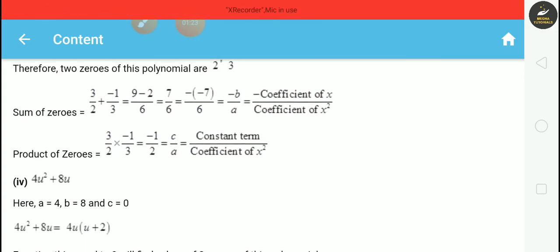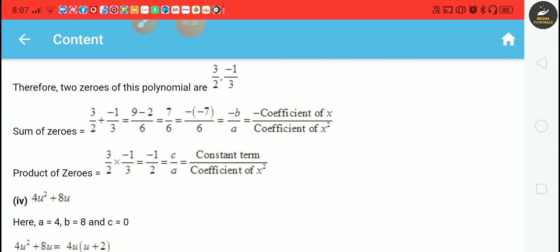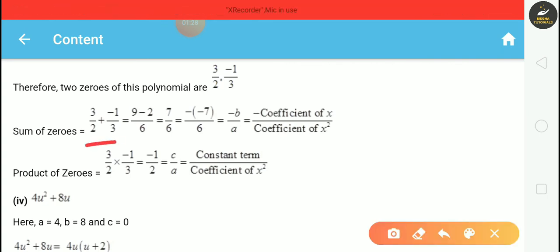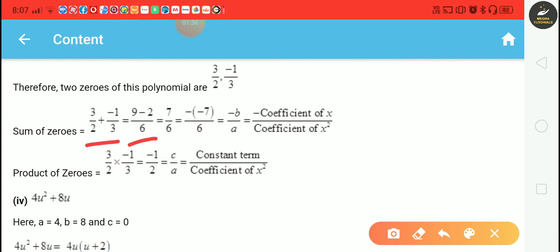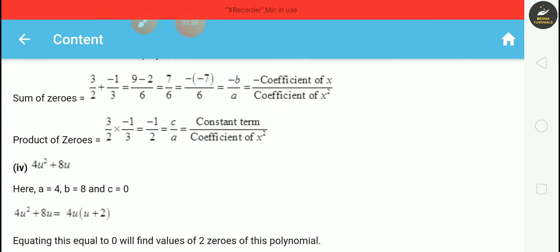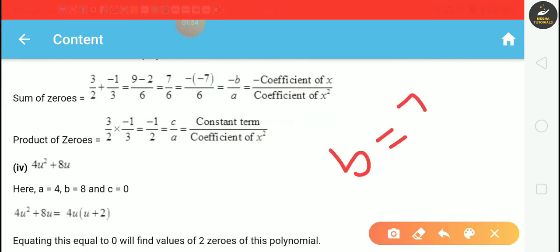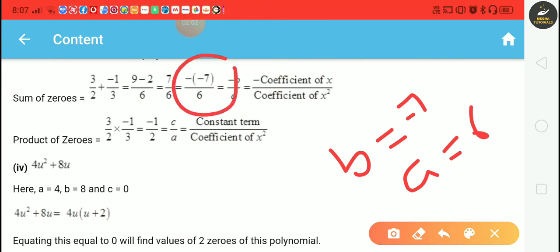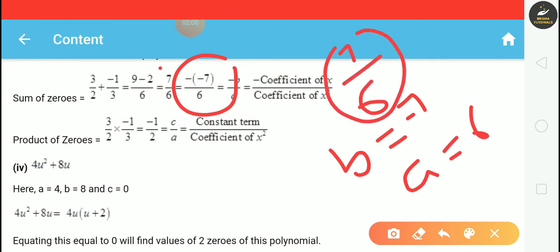Now we will check the relationship. So alpha plus beta is equal to 3 upon 2 minus 1 upon 3. We have to take LCM of 2 and 3 because denominators are different. So LCM is 6. So we will get in the next step 9 minus 2 upon 6, which is 7 upon 6. Now we will check with minus b upon a. So b is minus 7 and a is 6. So we will get minus into minus 7 upon 6, that is minus b upon a, which is 7 upon 6. Therefore 7 upon 6 and 7 upon 6 are same, so sum of zeros is verified.